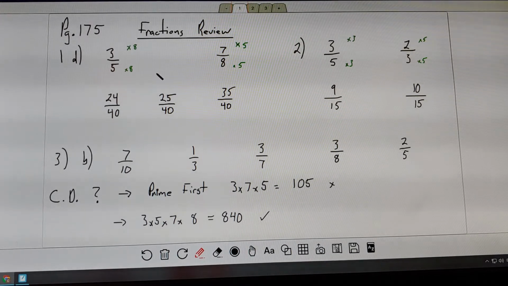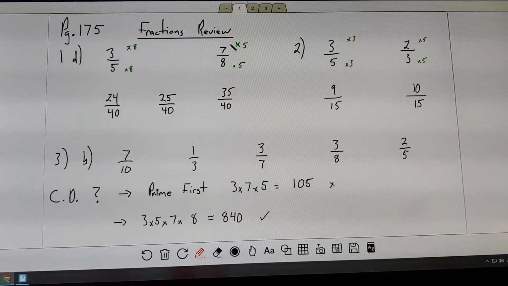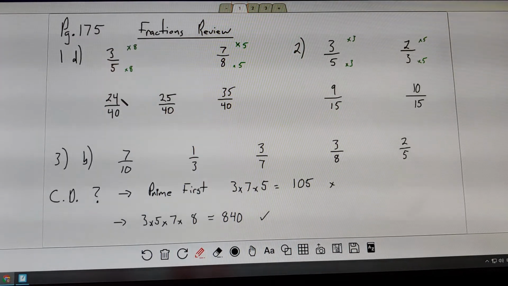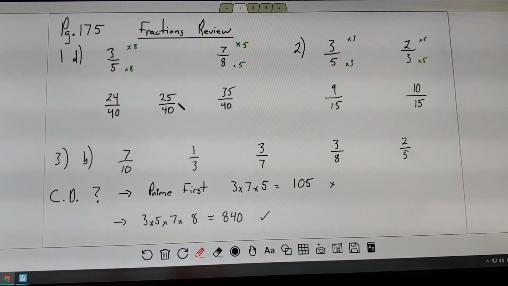So with this, I'm just multiplying this whole fraction by 8 and this whole fraction by 5. And then that gives me 24 over 40 and 35 over 40. And then anything between 24 and 35 works. So I could say 25 over 40, no problem at all.